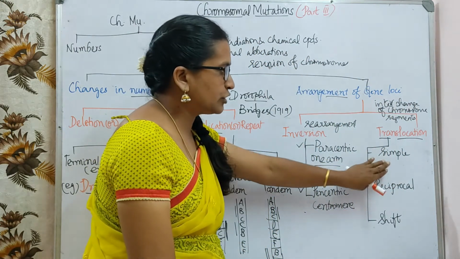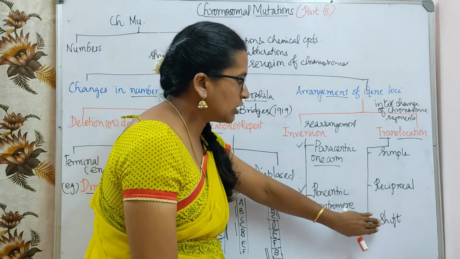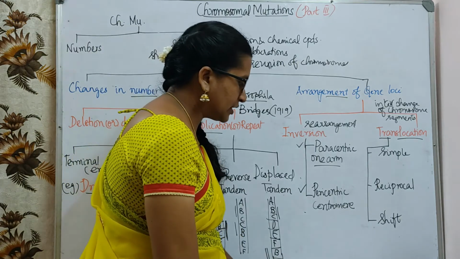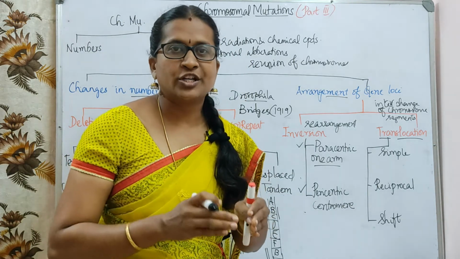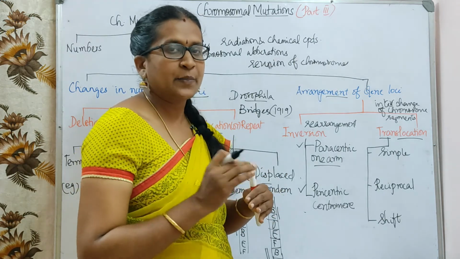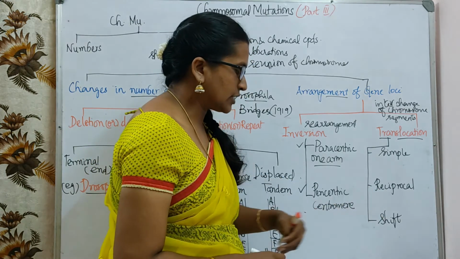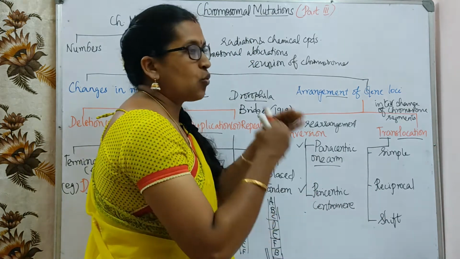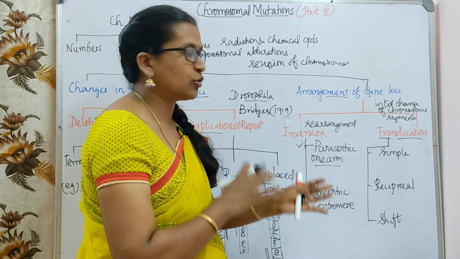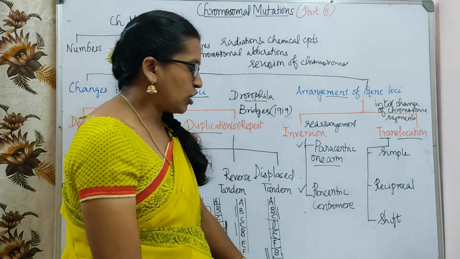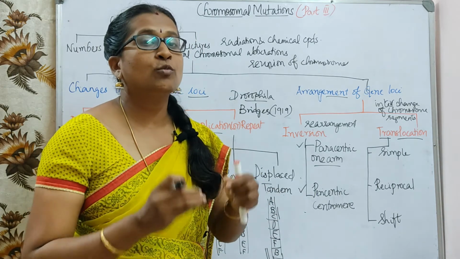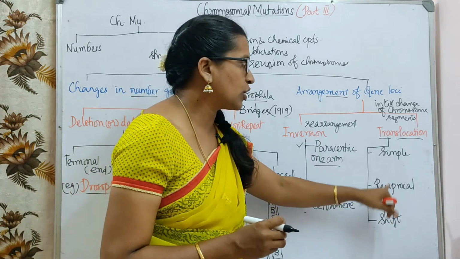So here it is of three types: simple, reciprocal and shift translocation. In simple translocation, what will happen is a change in a nearby location itself, the chromosome segment is getting changed, which is called a simple translocation. And then reciprocal translocation: the word itself indicates that one piece of chromosome will be cut and passed to the nearby one, and from there it is going to get a reciprocal piece. That is, exchange of chromosomal parts is called a reciprocal translocation.